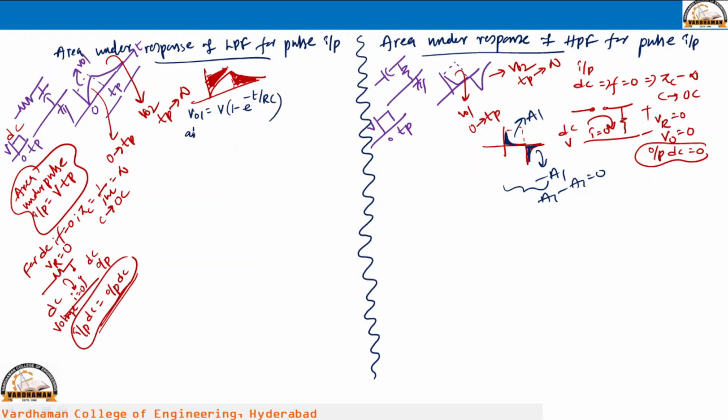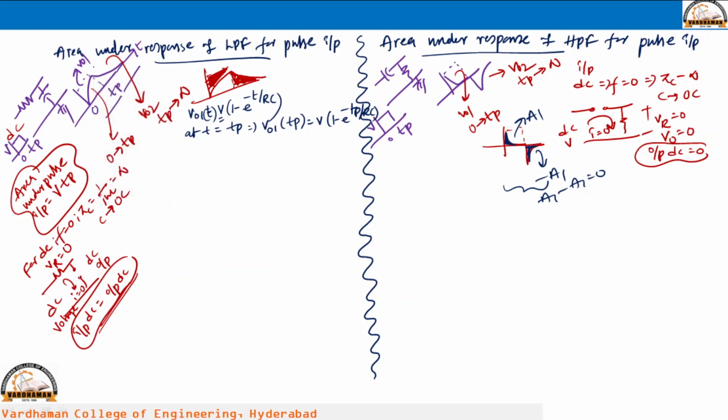Exactly at t is equal to Tp, what is the value of V01 of Tp? We have to substitute t is equal to Tp, so V times 1 minus e power minus Tp by RC. This is the curve. For clarity I am taking V01 of t, where t is a variable, representing the curve equation. But when you substitute t is equal to Tp, you will get the value of that curve at t is equal to Tp, that means this value.